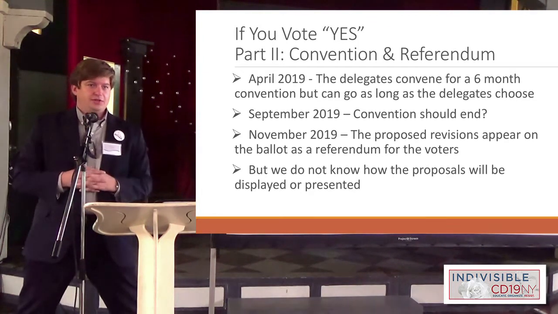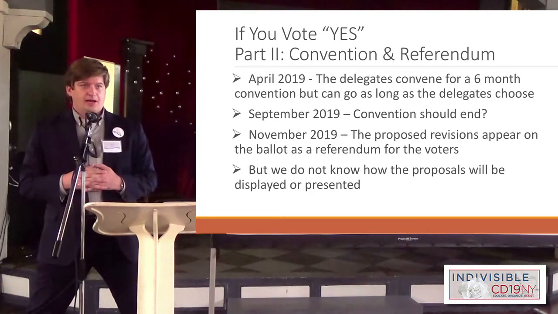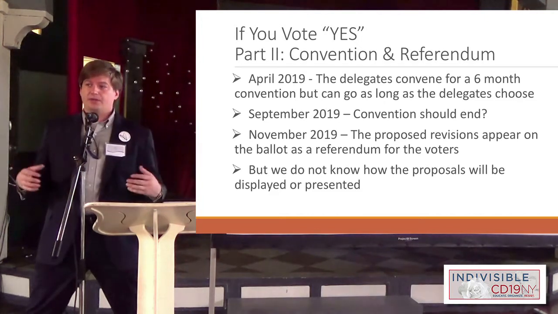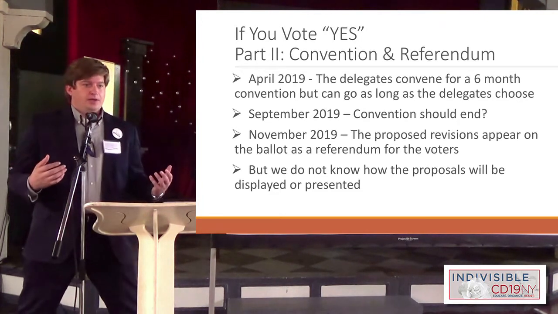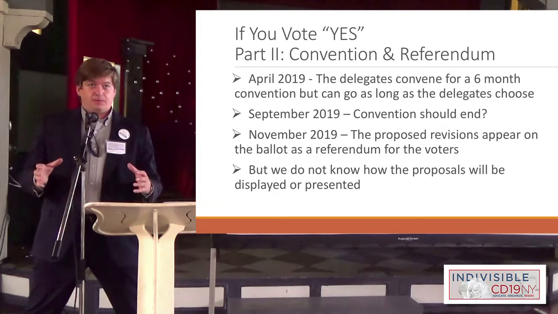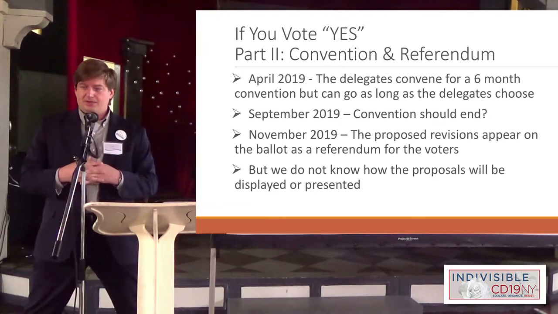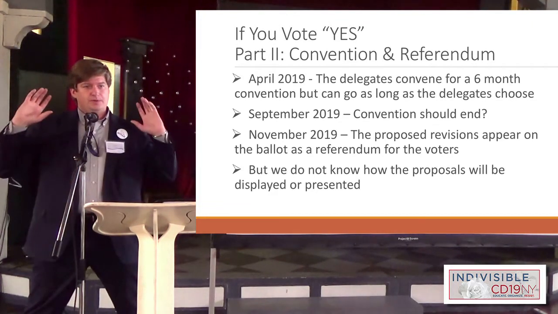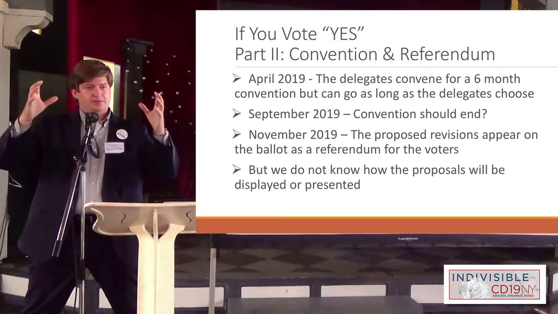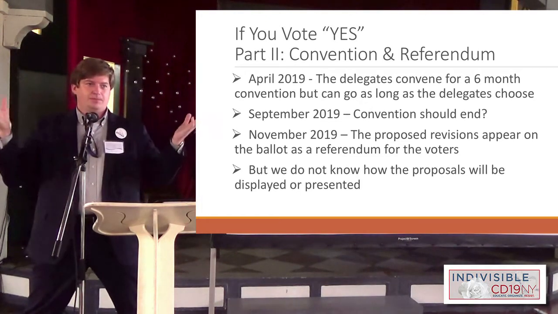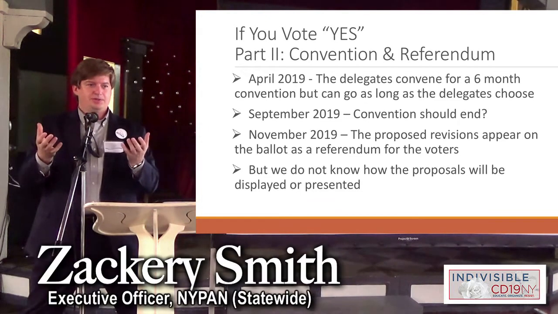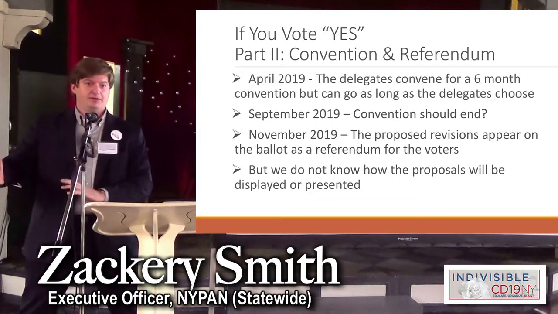Now, one of the issues is that we don't actually know what would be displayed on the ballot. In 1967, which was the last time they had a convention, they just did this one sort of take it or leave it package, right? And people said, okay, we don't really want to just take everything in here, and they rejected everything outright.